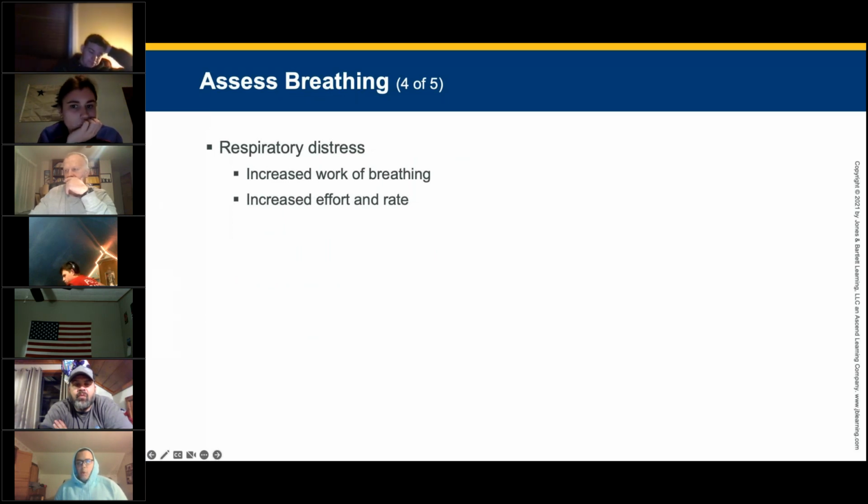Respiratory distress is when we see that increased work of breathing, the increased effort, and the increased rate. Again, imagine yourself, you just ran up a flight of stairs and you're working to breathe after that. You're breathing a little heavier than you normally would.